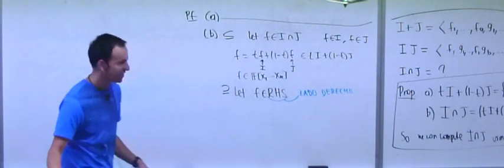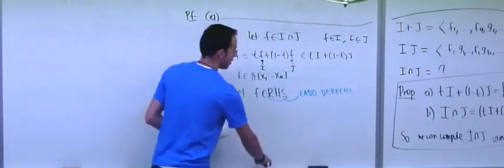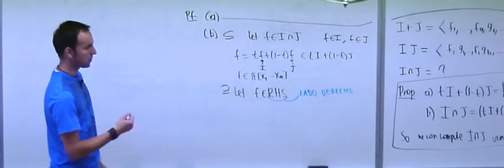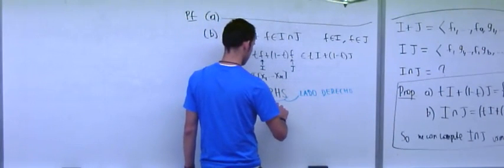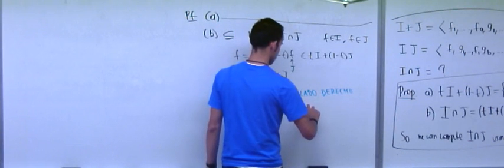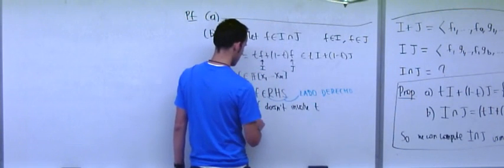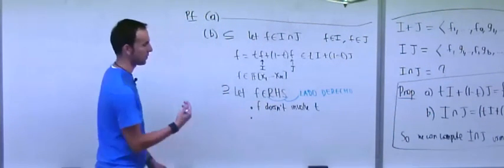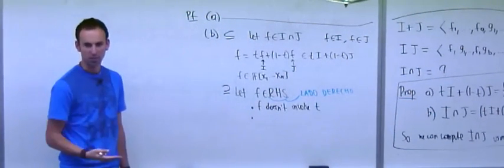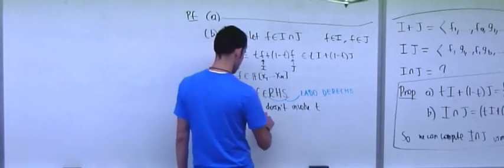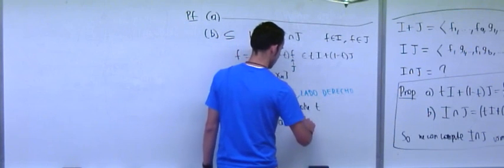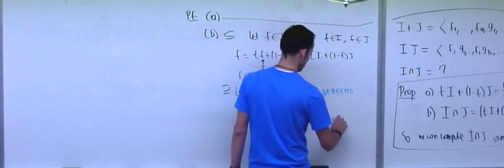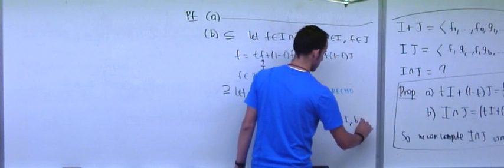So, lado derecho. Okay, so what does that mean? It means two things. First of all, f is a polynomial that doesn't involve t. So f doesn't involve t, that's the first thing. And the second thing is that it's of the form t times something in I plus 1 minus t times something in J. So let me write it like that: f equals t times A plus 1 minus t times B, where A is in I, and B is in J.